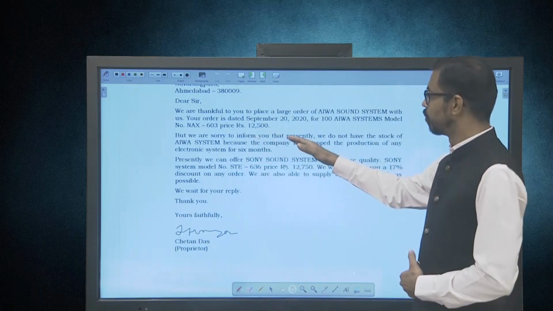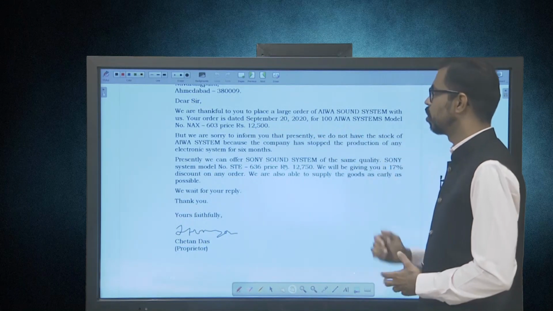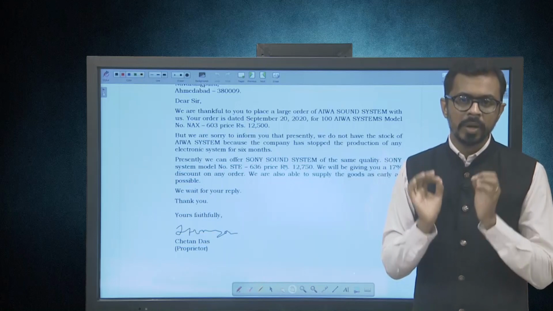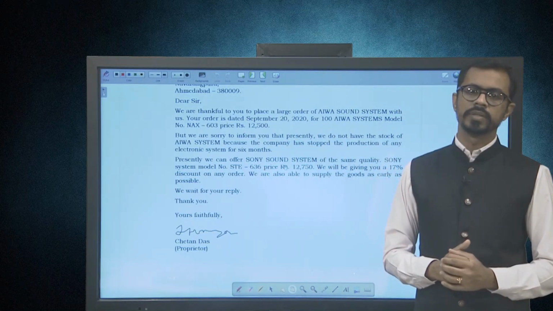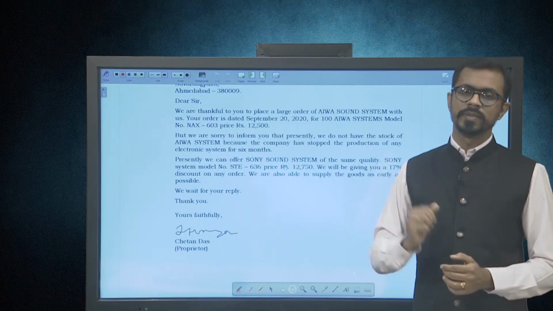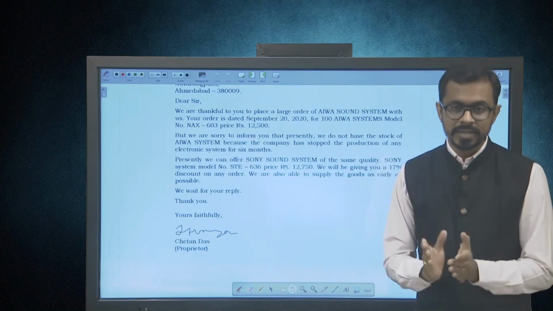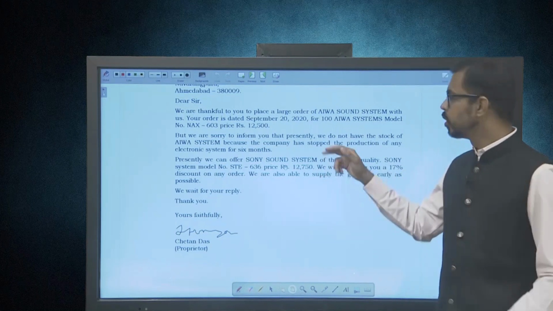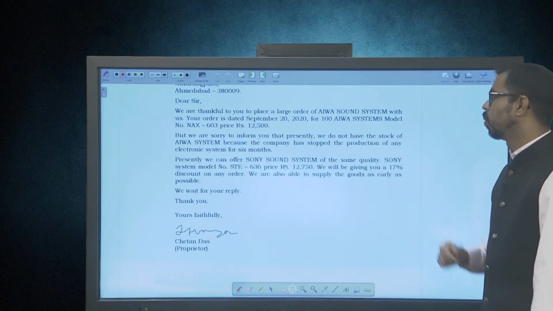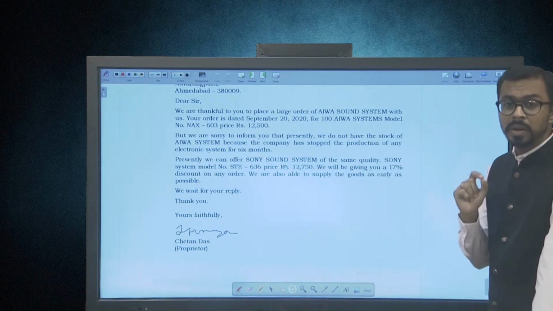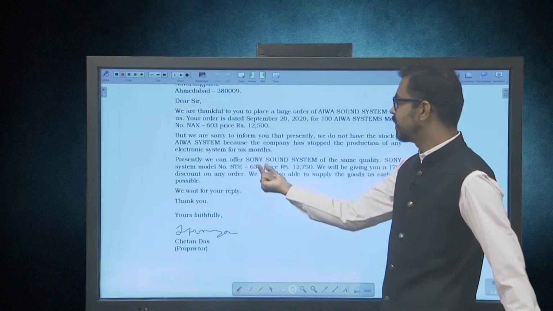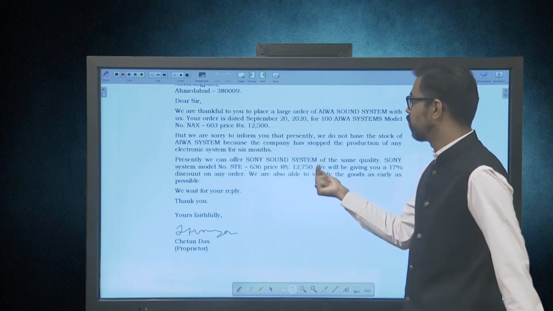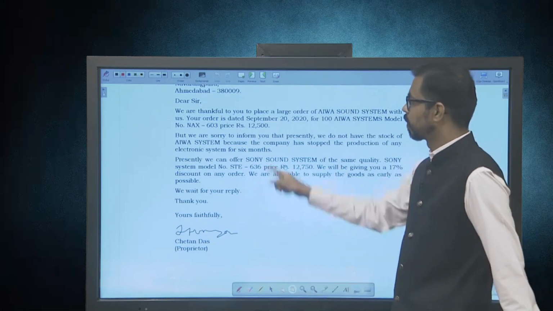we are sorry to inform you that presently we do not have the stock of IWA system because the company has stopped the production of any electronic system for 6 months. Presently, however, we can offer Sony sound system of the same quality. The quality is the same. Now, what is the difference? Sony system model number STE636, price Rs 12,750.